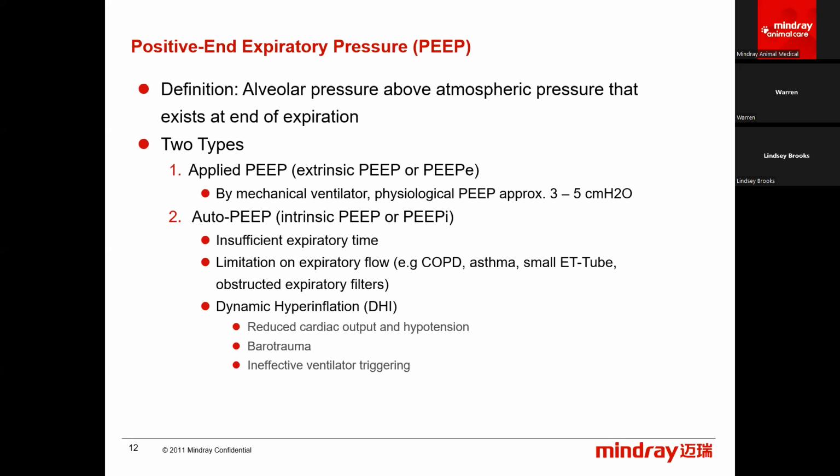So your patient exhales and they're not at 0, and they're not at 2, and they're not at 4. They're slowly developing a higher and higher end expiratory pressure baseline. And so this can cause reduced cardiac output, hypotension, barotrauma as well. And it can cause ineffective ventilator triggering, because the ventilator no longer is understanding that this patient is reaching this baseline in the first place.